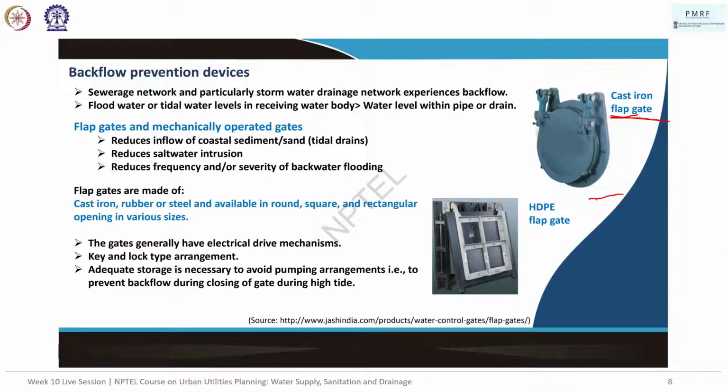Again, pardon my drawing. If this is the end of the pipe and there is water, this flap gate is sort of attached here, right? So if water is flowing in this direction, the gate is kept open. However, if it flows in the opposite direction, the gate shuts down, and that's how the basic mechanism works. So that's a flap gate.